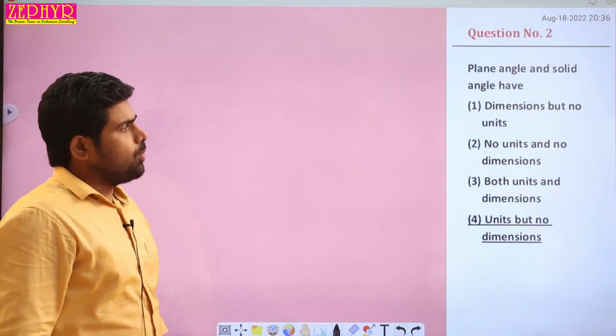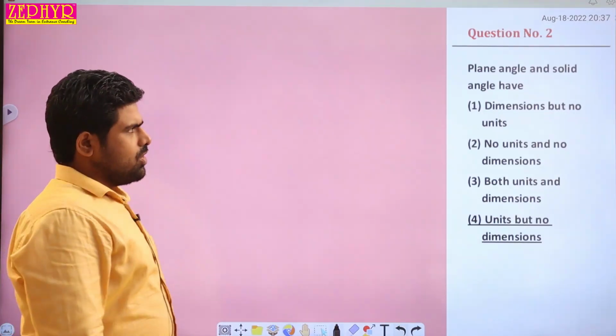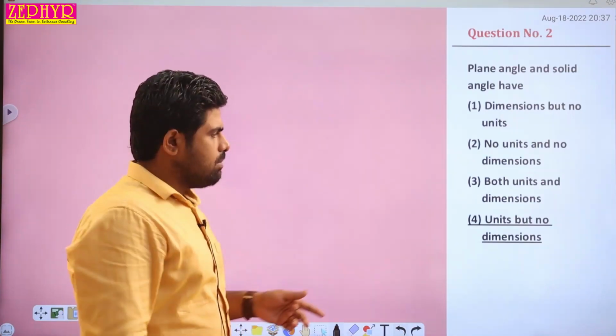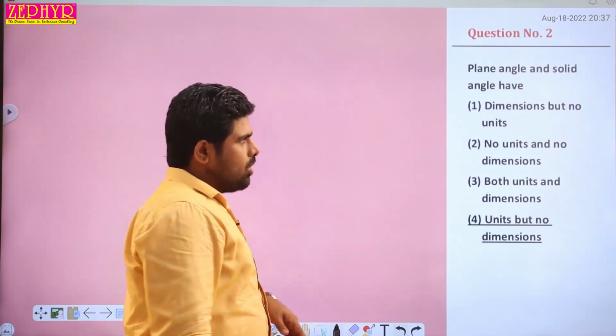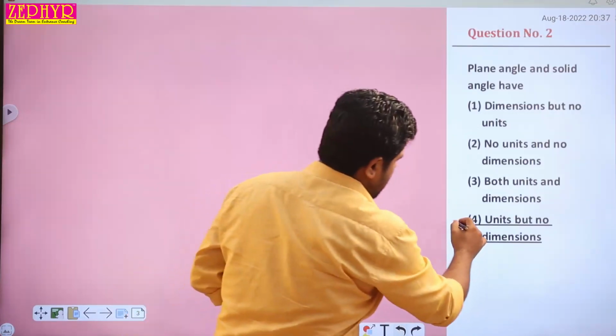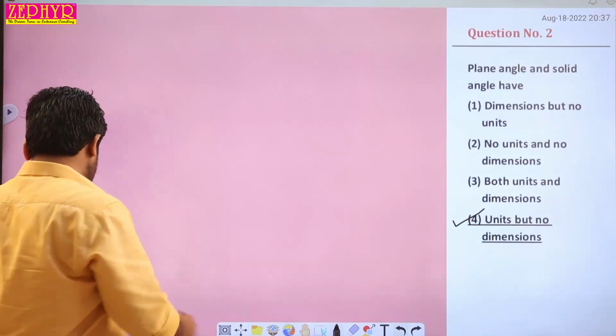Then question number 2: plane angle and solid angle have. We know plane angle and solid angle are dimensionless quantities. Okay, but these are the supplementary units. So here the correct option is option B, units but no dimensions.